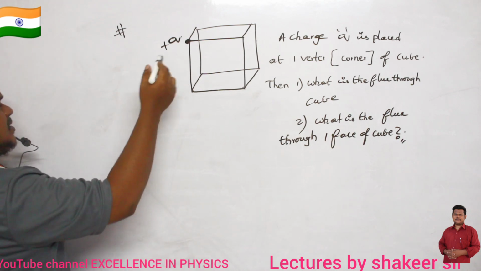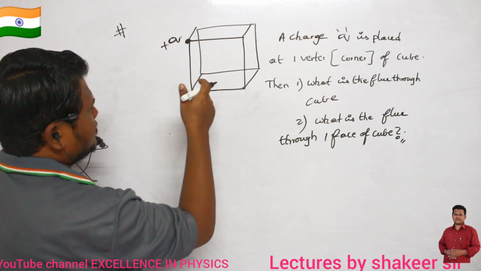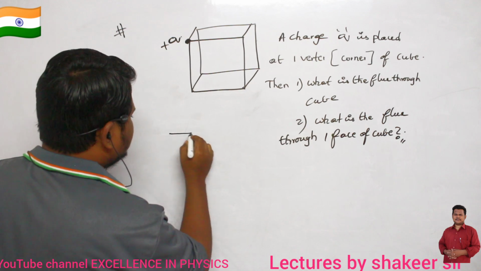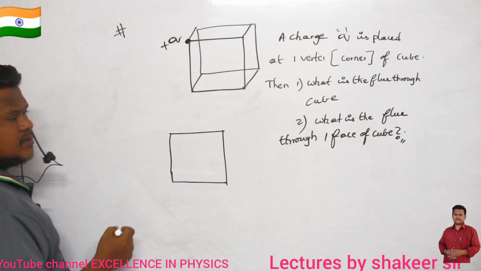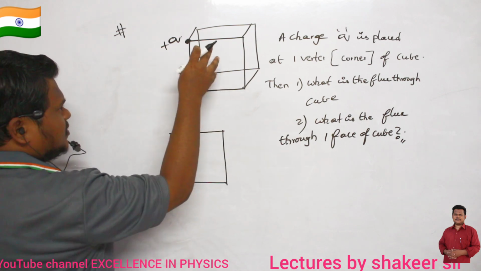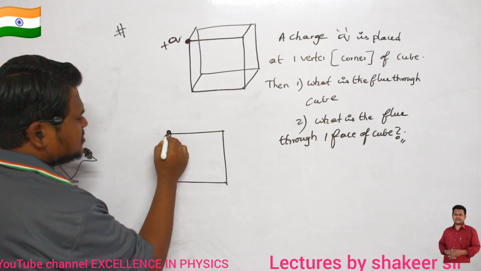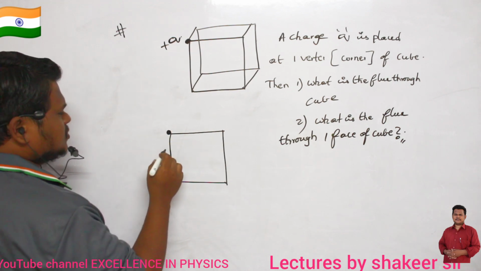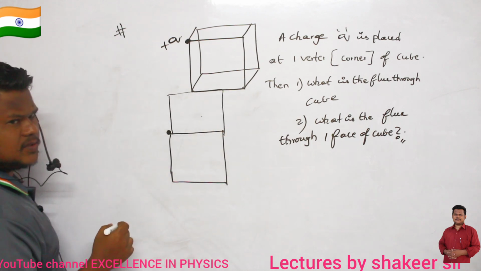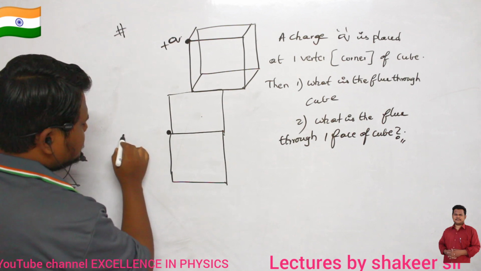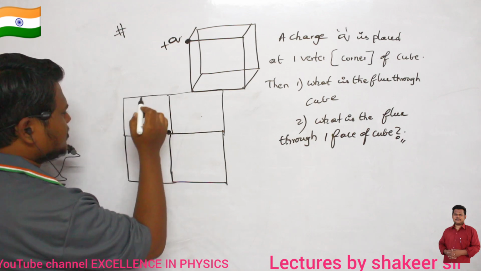See, how can I draw a symmetrical surface to this one? First of all, if I look from this side, this is the front face of the cube I am seeing. Clear? Where is the charge present? Charge is present here. So above this cube I can place one more cube, no? And just to the side of this one I can place one more cube. And to cover this one, again I have to place one more cube.